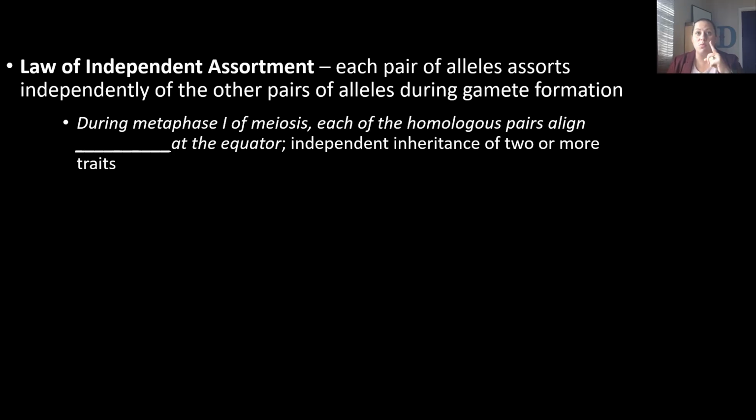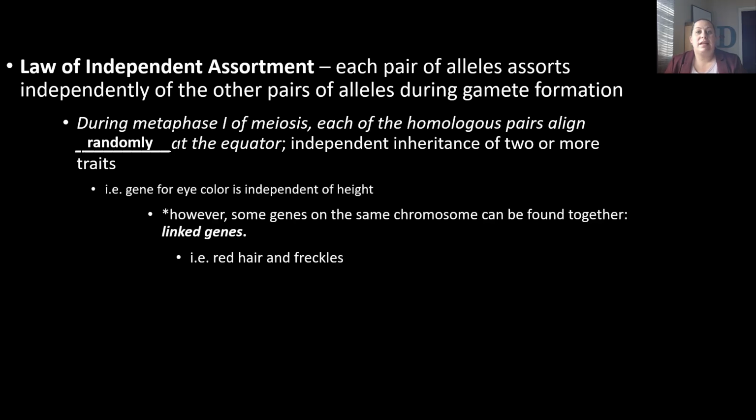So during metaphase 1 of meiosis, where they all line up in the middle at the equator, the homologous pairs are going to align randomly. It might be chromosome 1 and then chromosome 15 and then chromosome 10 and then, say, chromosome 7. They're all going to line up independently. They don't care what the other chromosomes are doing. The example of this is that the gene for eye color is independent of height. It's not saying that all blue-eyed people are going to be short and all brown-eyed people are going to be tall. No, they're independent of each other.